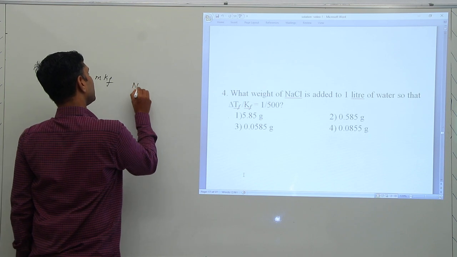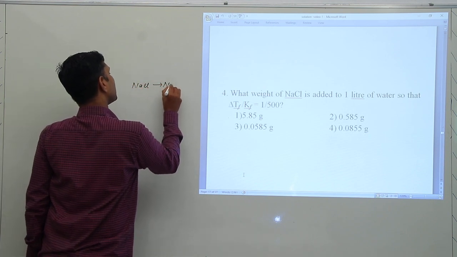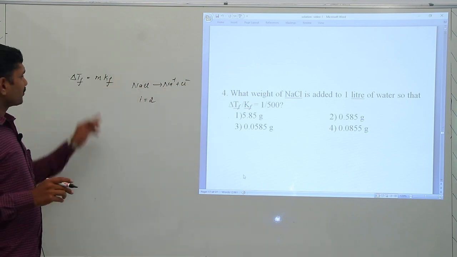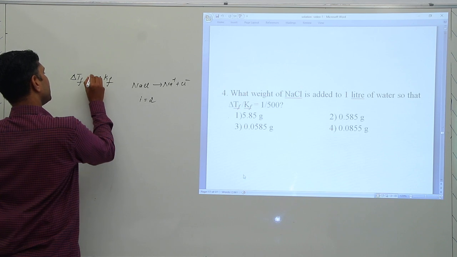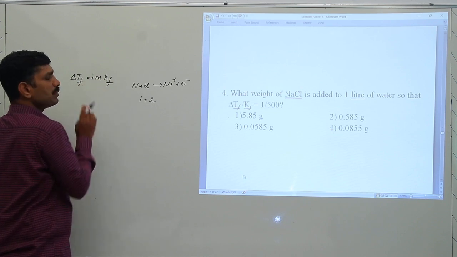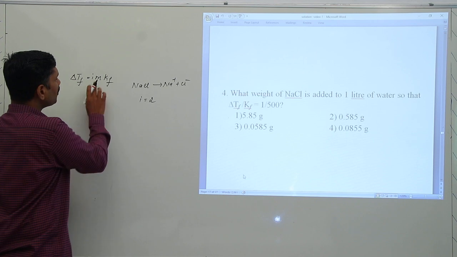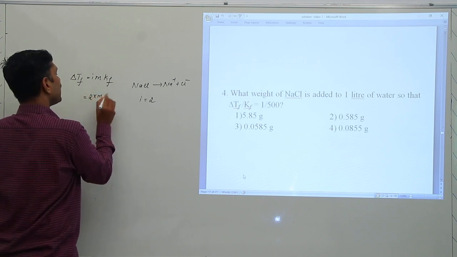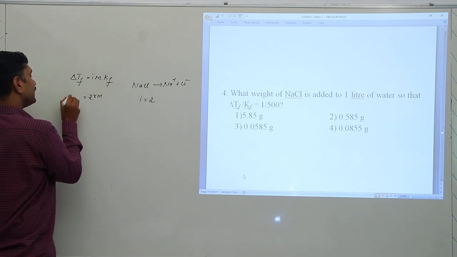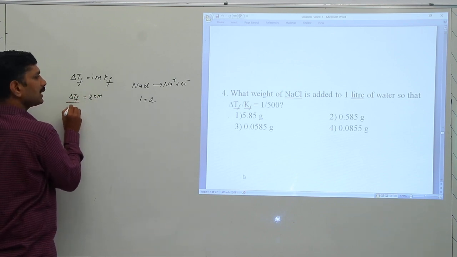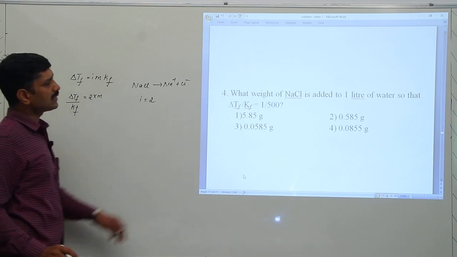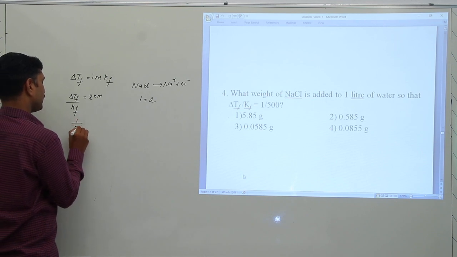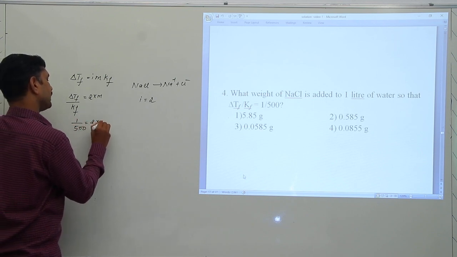Sodium chloride, NaCl, dissociates into Na plus and Cl minus. That's why the i value is equal to 2. So now I consider the van't Hoff factor: delta TF is equal to i into M into KF. Now the i value is 2. For M, you find the molality, but one point: they have given delta TF divided by KF, which is 1 by 500. So 1 by 500 is equal to 2 into M.